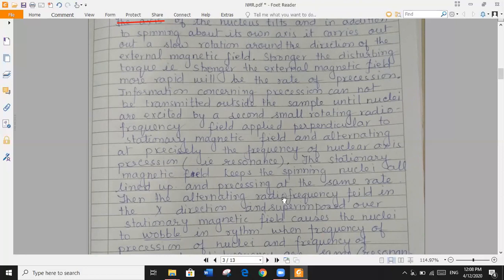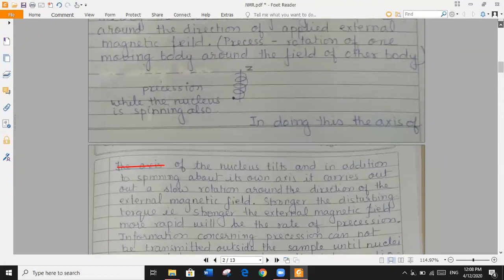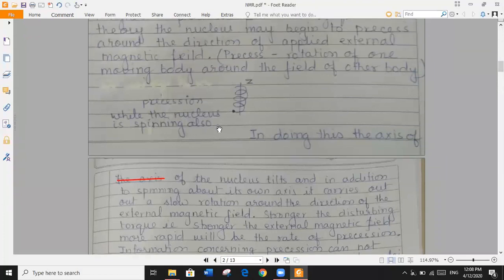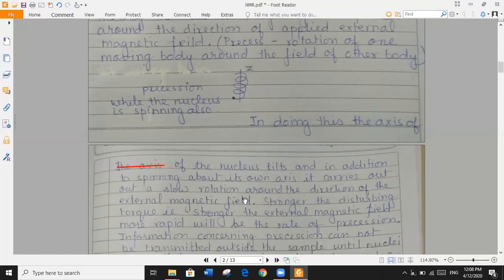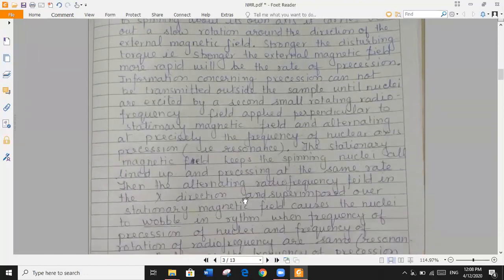Then the alternating radio frequency field in x direction. X direction क्या था? Let us see again. X direction यहाँ से इधर था. Okay. This is Z, Y, Y and Z. तो इस डायरेक्शन में एक रेडियो फ्रीक्वेंसी अप्लाई की जाती है. ये ऑब्वियसली Z के परपेंडिकुलर होती है.